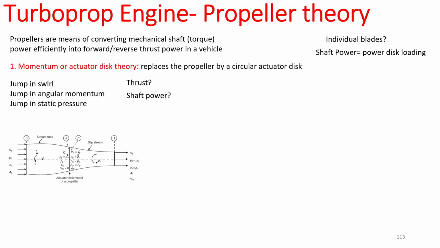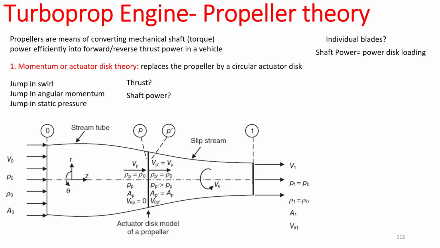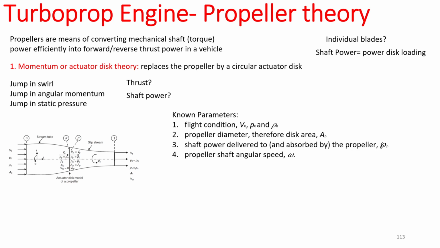So the next step is to identify the knowns and unknowns of this case before finding the formulas that can help us solve the problem, which is the thrust calculation and the efficiency calculations of this. Let's actually go back here. The known parameters you're going to get in analyzing your propeller are the flight condition, first and foremost, V0 and ρ0, the propeller diameter, which means when you have the propeller diameter, you have the disk area, because we are assuming your propeller is just an actuator disk, right? And the shaft power delivered to the propeller by that LPT, low pressure turbine, right? And the propeller shaft angular speed.